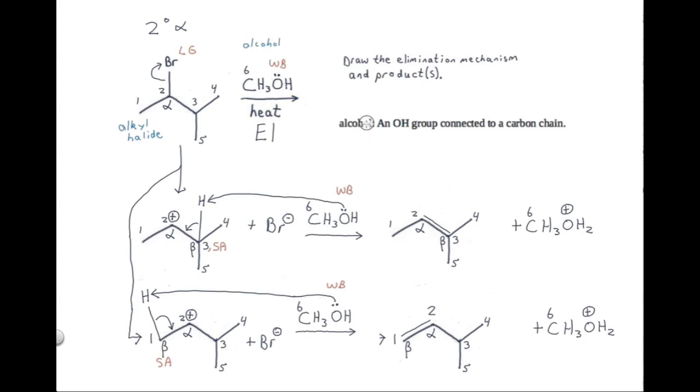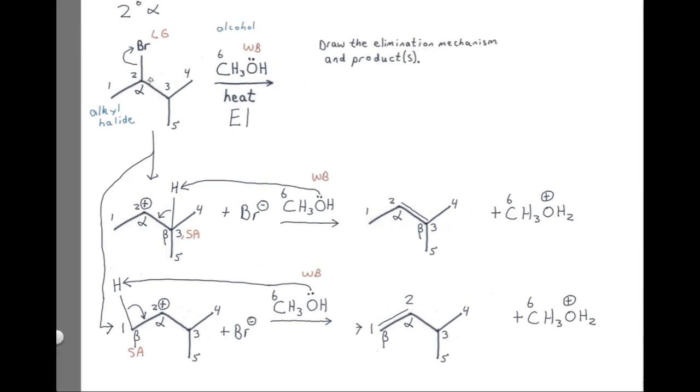You need to know that an alcohol is an OH group connected to a carbon chain. Here we have a molecule with an OH group connected to a one-carbon carbon chain. So this is an alcohol. Alcohols are a starting material for many E1 reactions. Now remember, this is called the carbocation intermediate. It's an intermediate with a positive carbon.